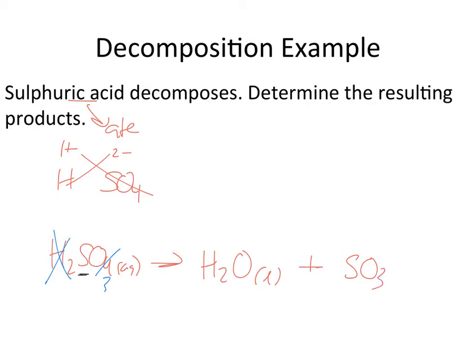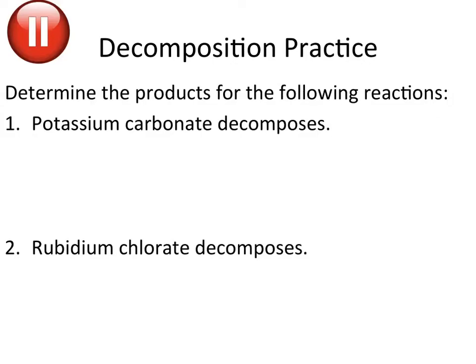We have 2 hydrogens on this side, 2 hydrogens. This is going to be a gas. 1 sulfur, 1 sulfur. 4 oxygens. 1 plus 3, we have 4 oxygens. Okay. So try your hand at these ones over here in decomposition. Follow the steps, figure out what your reactant is, and see if it follows any of those special rules to break down. So go ahead, pause the video now. We'll be back with the answers.